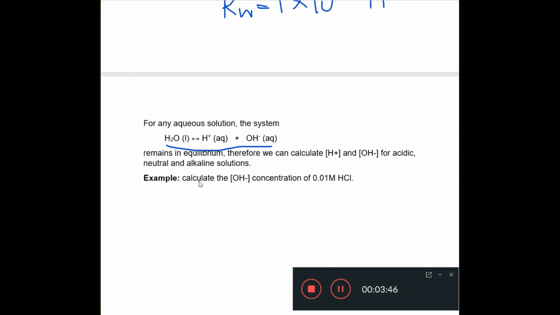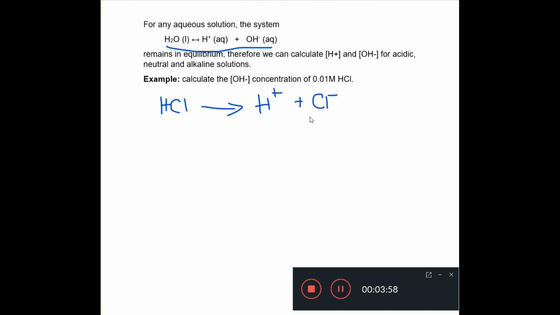The example says calculate the hydroxide ion concentration of 0.01 molar HCl. Now HCl is a strong acid, therefore it dissociates fully in aqueous solution and it dissociates in a 1 mole to 1 mole ratio in terms of the HCl molecules to H plus ions. Therefore, if my original HCl concentration is 0.01 molar, then it means that my hydrogen ion concentration will be the same, 0.01 molar. Therefore, we have the hydrogen ion concentration.